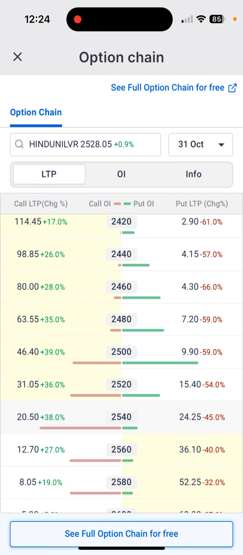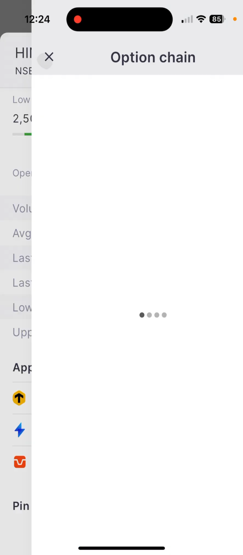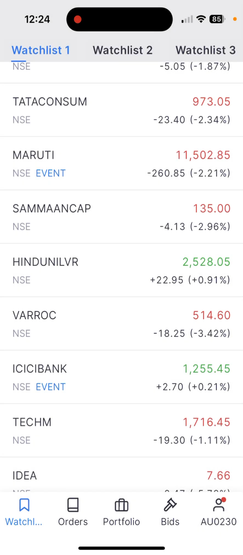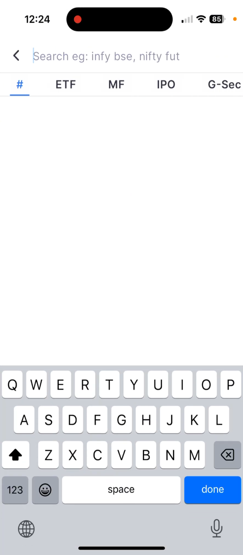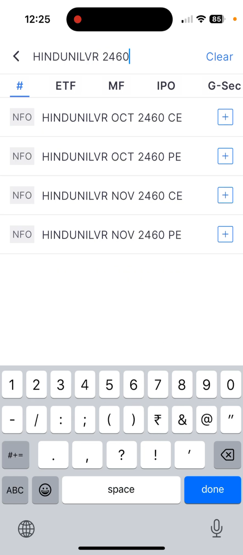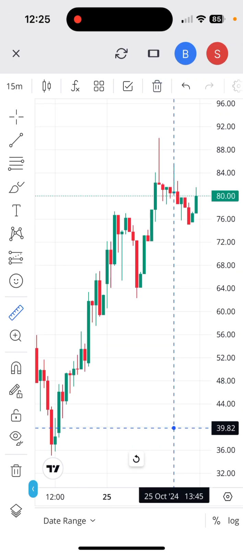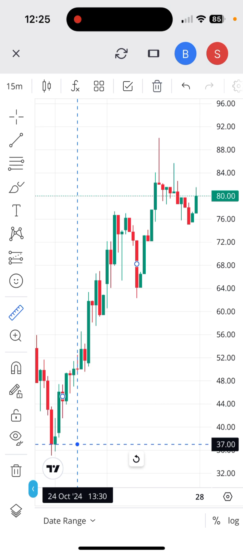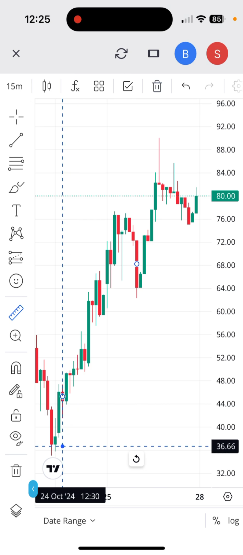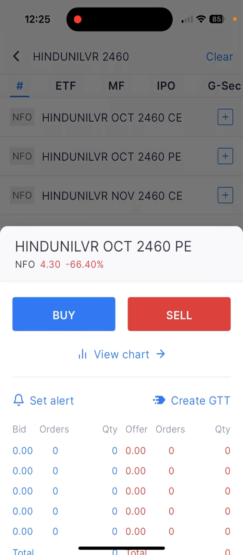The 2,460 call would have been in the money. 2,460 is there, yes. So I shall write it here. Hind Unilever 2,460 call. 15-minute chart. Now we have to sell the 2,460 put. No, it's not the call, it's the put.